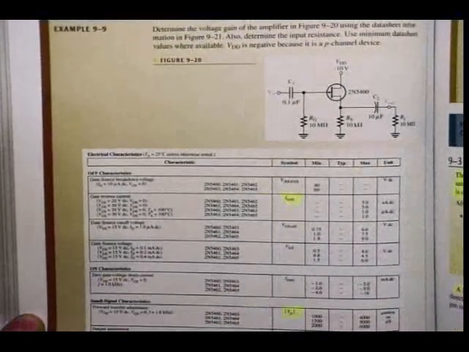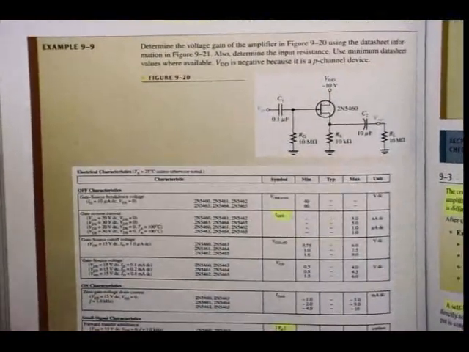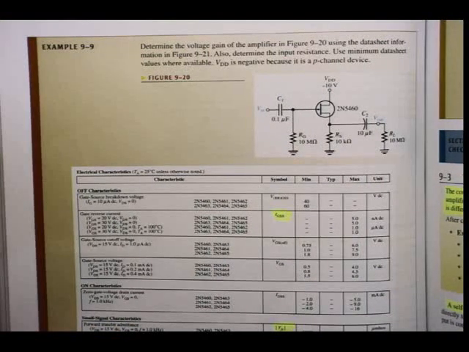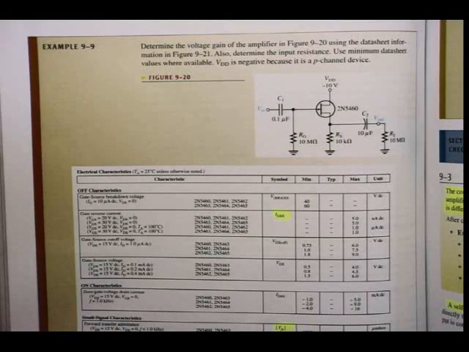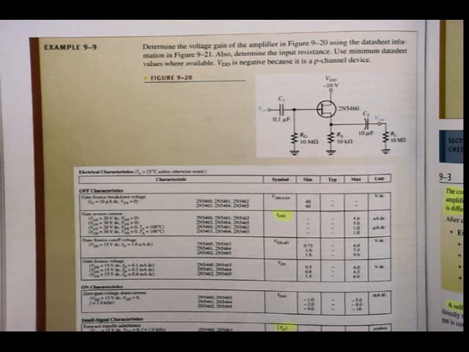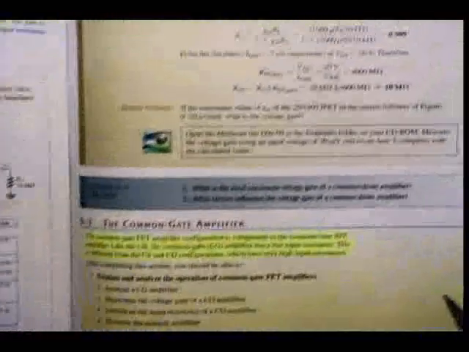Example 9.9. Determine the voltage gain of the amplifier in figure 9.20 using the data sheet information in figure 9.21. Also determine the input resistance. You must read the questions carefully, especially in the tests and the exams. Use minimum datasheet values where available. VDD is negative because it is a P-channel device. Alright, then if we go and have a look at the solution on the next page.